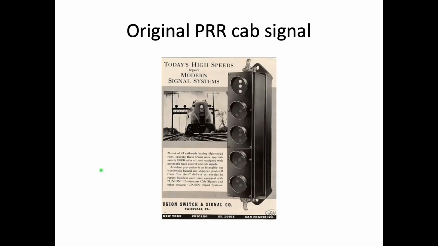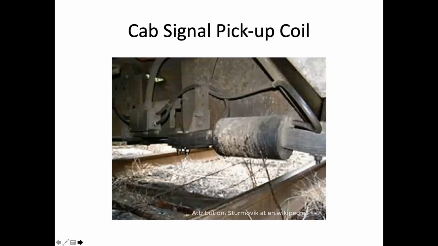Over the years, improvements in the electronics have made for much smaller equipment boxes, so now there's really no external evidence of cab signal equipment. But on Union Pacific, that is the pickup for the cab signal equipment. It's usually right behind the pilot, down close to the rail.